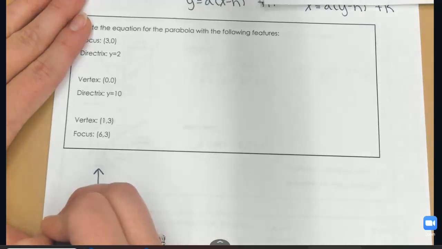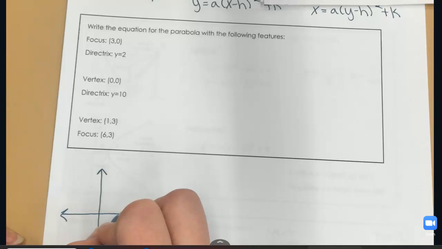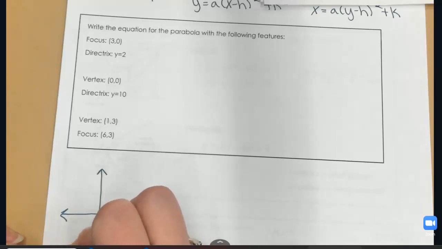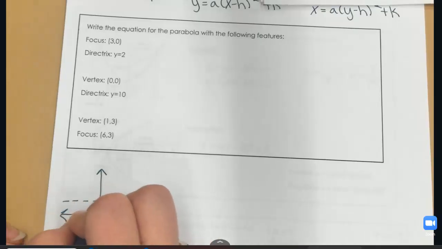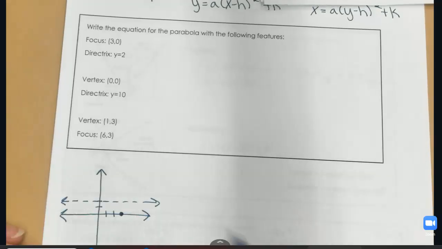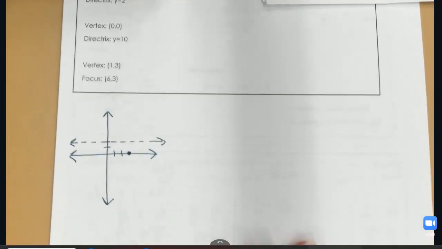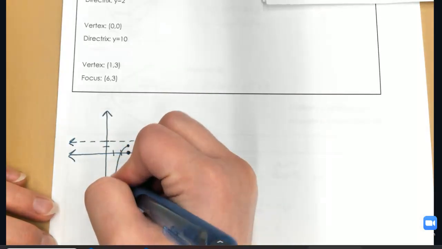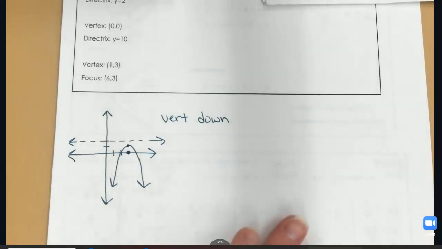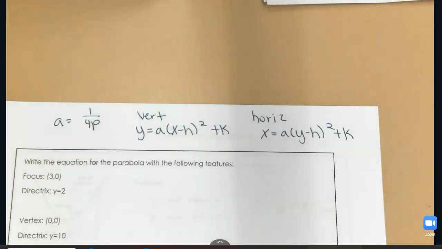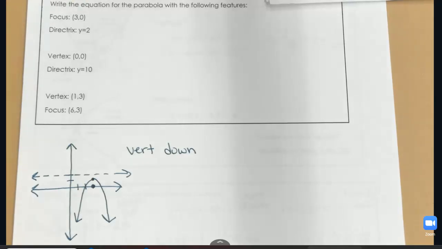So on this first one, I'm given the focus and the directrix, and I'm just going to roughly sketch what this would look like because I don't know the vertex and I don't know p just yet. So if I go to 3, 0, this is my focus, and I have a directrix at the line y equals 2. So what that tells me is that this is my focus, and this is my directrix. My vertex is going to be halfway between those two, and my parabola has to be opened down. So this is going to be vertical opening down, which tells me that I'm going to use this formula, and a has to be negative. So I've got that established.